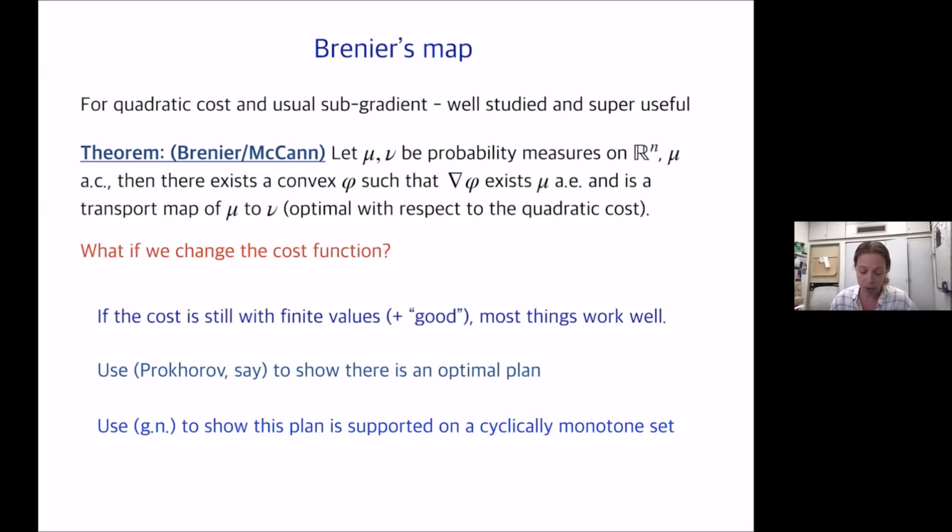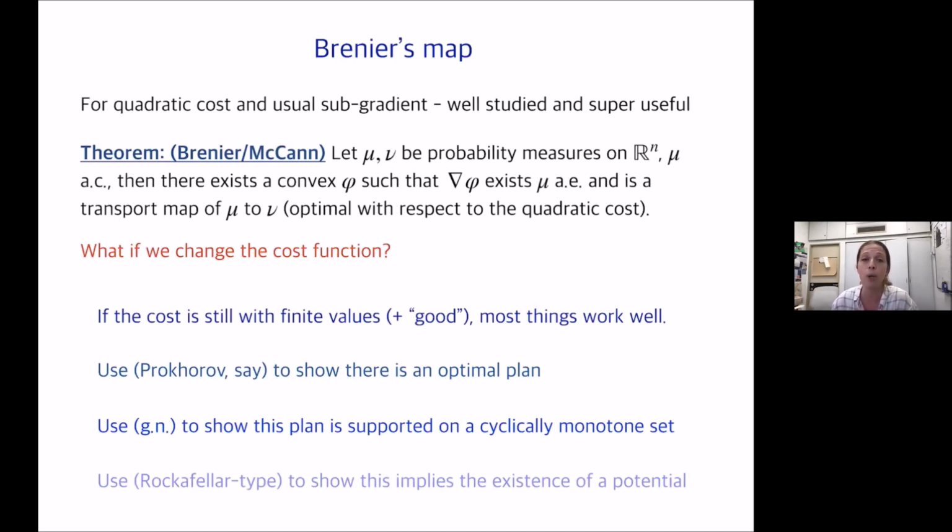And then when you know that your plan is supported on a c-cyclically monotone set, you use the Rockafellar-type theorem to show that this already implies the existence of a potential. There is a very famous theorem of Rockafellar saying that cyclically monotone sets are precisely the sets that lie on the subgradient of some convex function. And there is an extension by Rüschendorf that says the same is true when you exchange the quadratic cost with a general cost, so long as the cost attains only finite values.